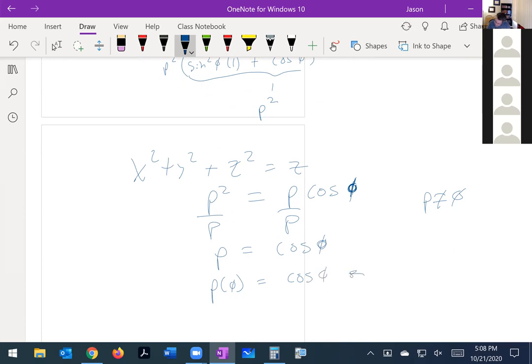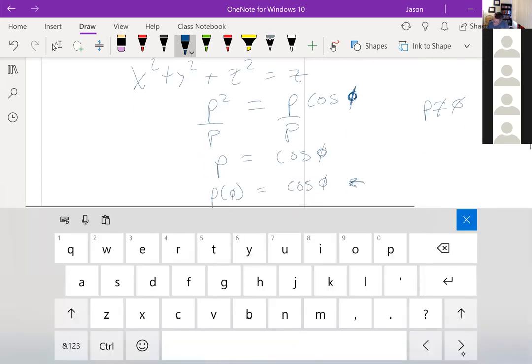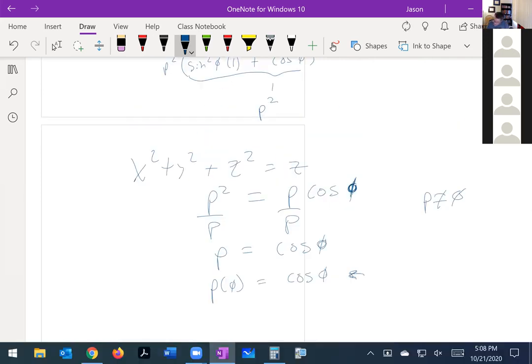That's the equation in spherical coordinates. That's the equation of my sphere, in terms of rho, theta, and phi. Is there a theta? No. Does there need to be? No. I'm good. I don't need to have a theta. But it's rho equals cosine phi.